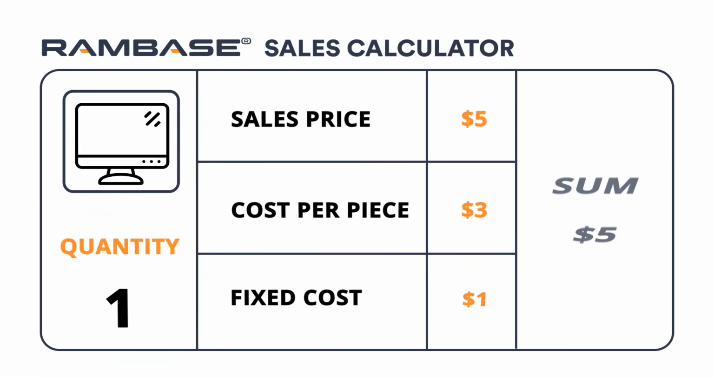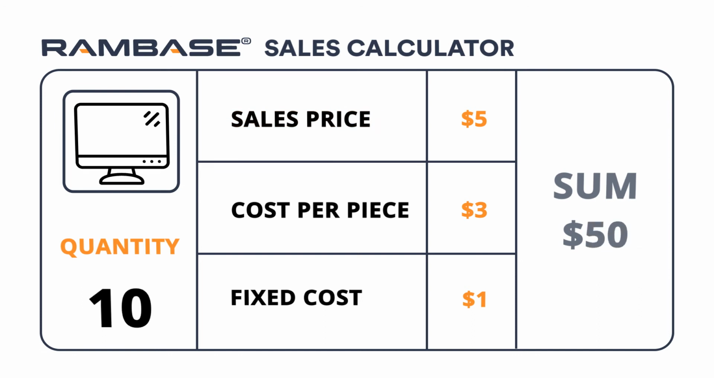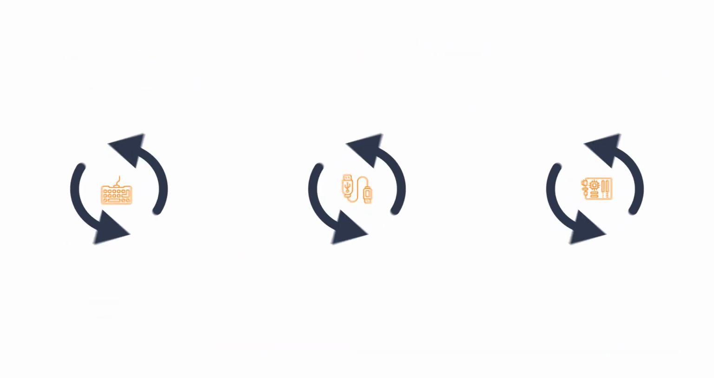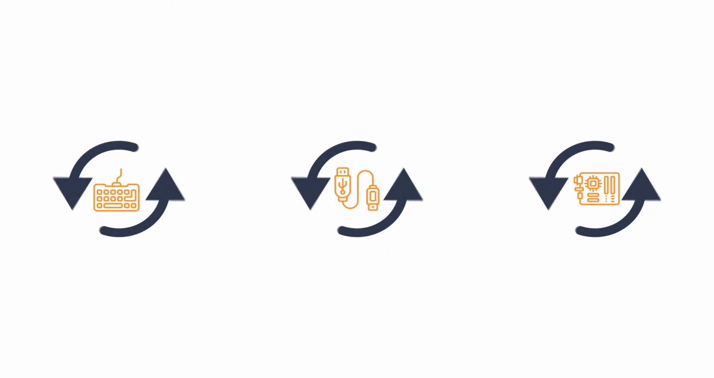Another important element to the sales calculator is the overview of cost per piece, total cost, and sales price. This allows you to see the cost per piece and the total cost when the quantity and fixed cost are incorporated. If you need to get updated prices on specific parts from your suppliers, you can easily request a quote directly in the calculator view.